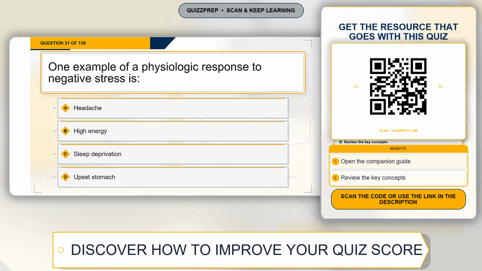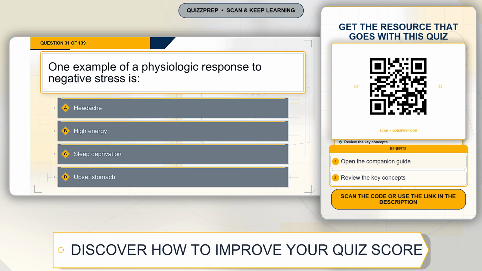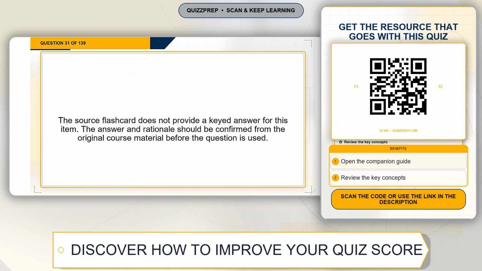Question 31. One example of a physiologic response to negative stress is. Option A, headache. Option B, high energy. Option C, sleep deprivation. Option D, upset stomach. The correct answer is not shown. Explanation. The source flashcard does not provide a keyed answer for this item. The answer and rationale should be confirmed from the original course material before the question is used.